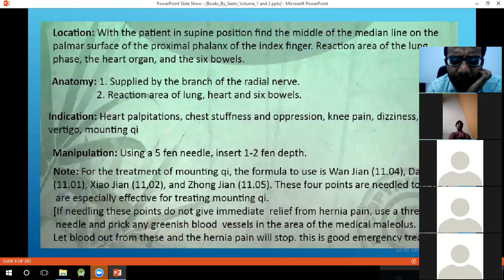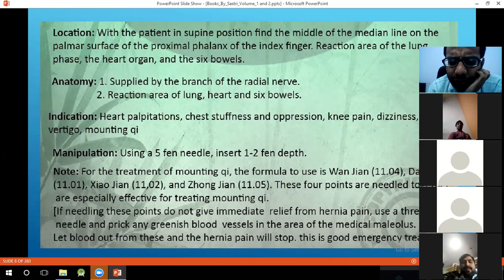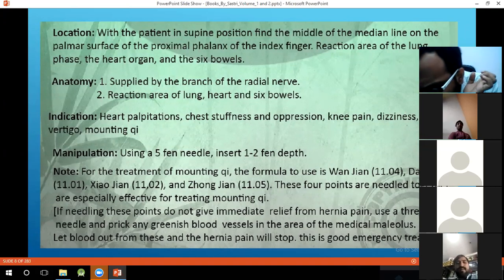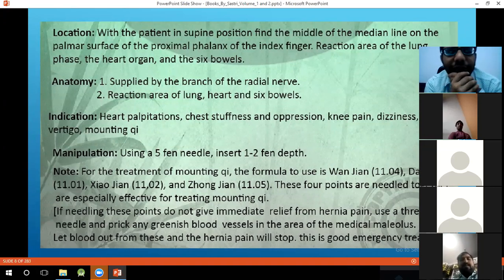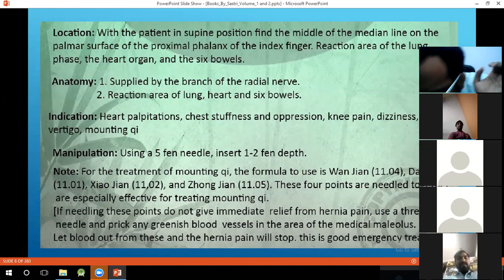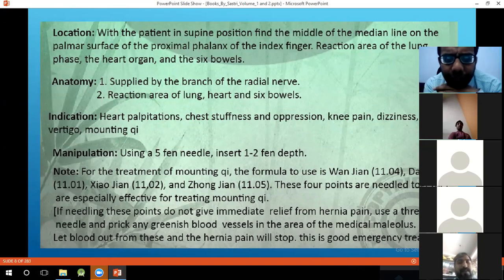So what is the reaction area? Lung, heart, and six valves. And I also say the reaction area is kidney. So see, this is a very good combination. If you can combine these two with the triangular point. These four needlings are needled together and are especially effective for treating hernia.